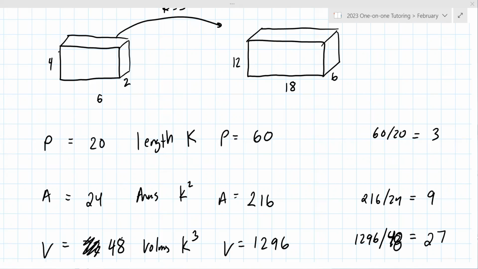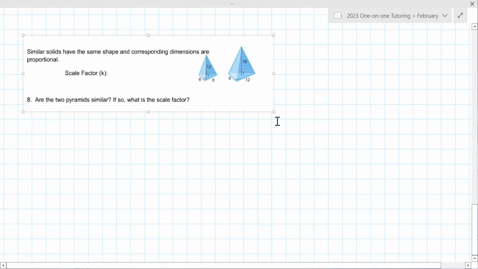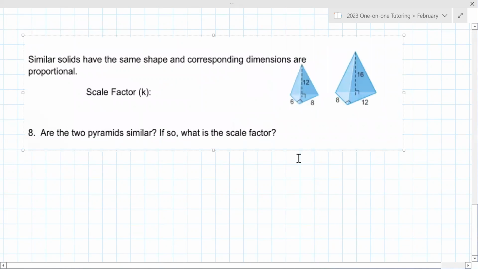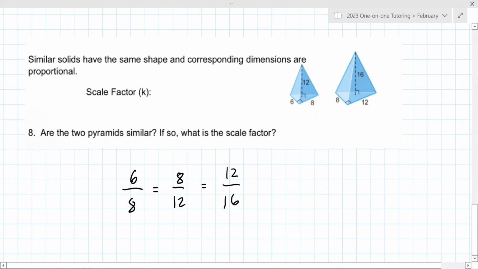To determine if two shapes are similar, everything has to be in the same ratio, an equal proportion. So 6/8 has to be the same as 8/12, has to be the same as 12/16. And to find the scale factor, I need to reduce all those, which would give me 3/4. Only if they all work. It only has a scale factor if these are all true.